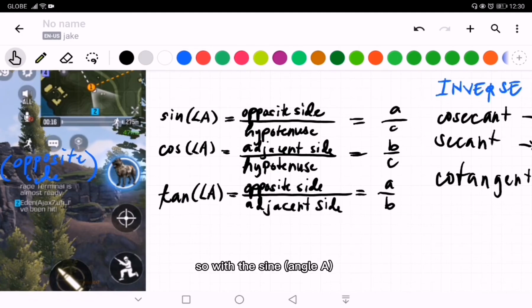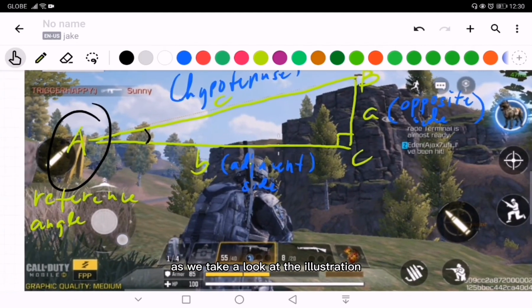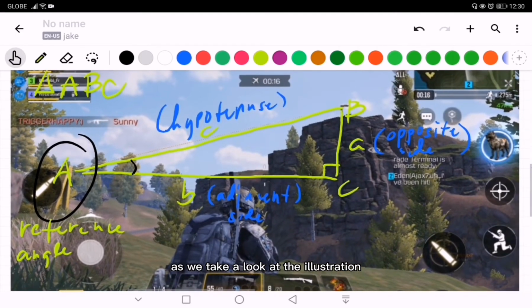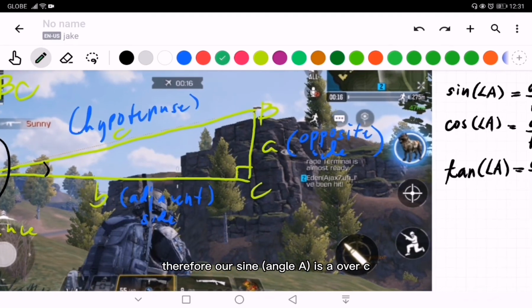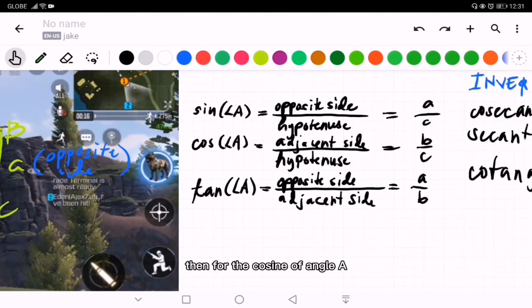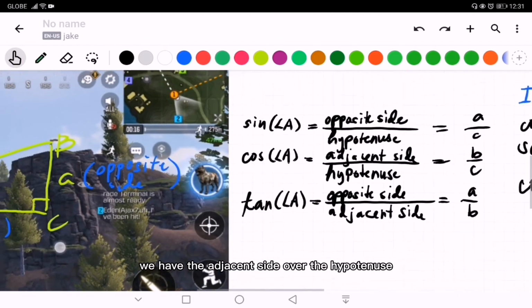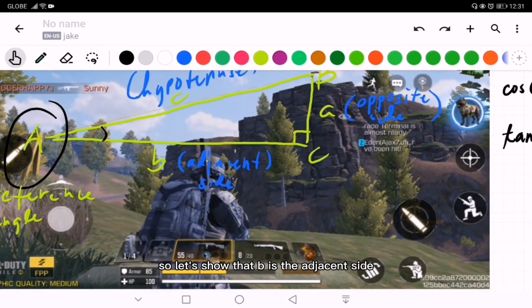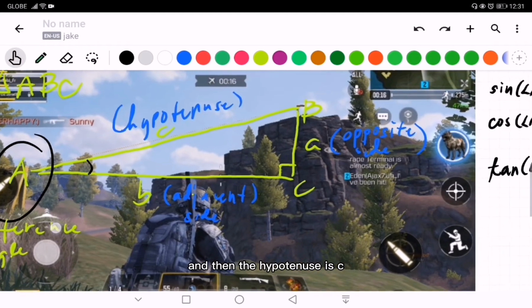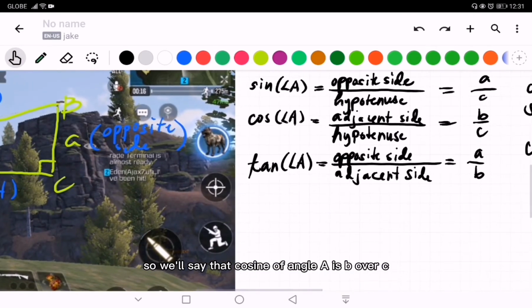So with the sine angle A, as we take a look at the illustration, the opposite of A is side A, and then its hypotenuse is side C. Therefore, our sine angle A is A over C. And then for the cosine of angle A, we have the adjacent side over the hypotenuse. So let's show that B is the adjacent side and then the hypotenuse is C. So we'll say that cosine of angle A is B over C.